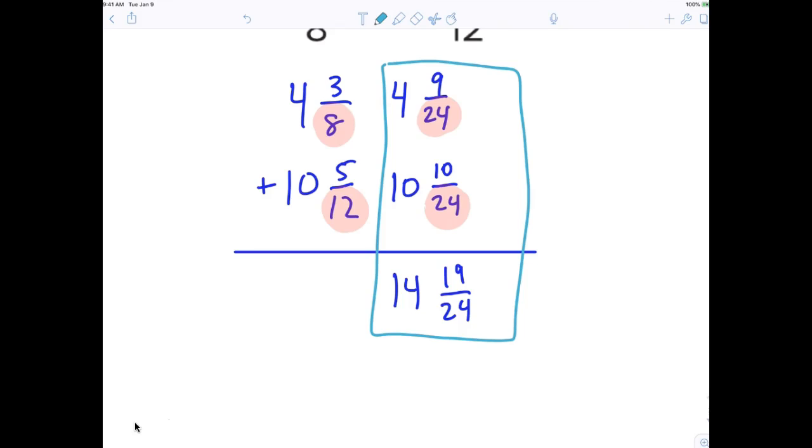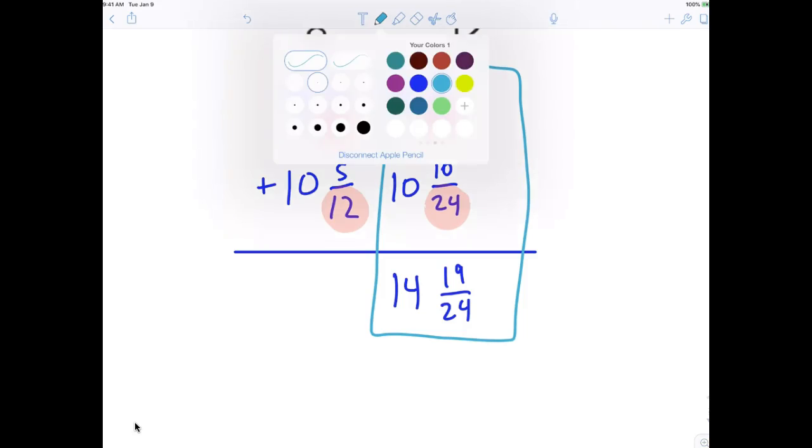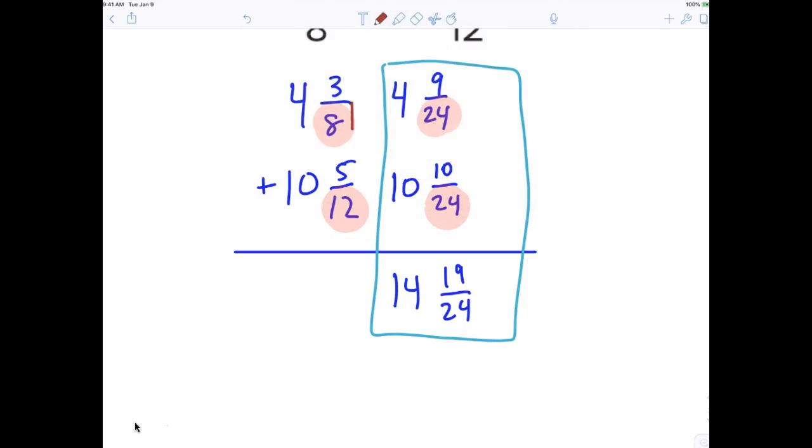What I did was I changed this fraction here and this fraction here into equivalent forms so I could add them. You can't add fractions unless they have common denominators. Jack, I hope you're listening because I'm trying to explain it to you.